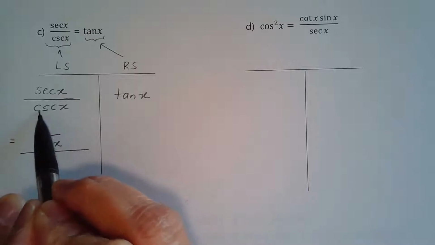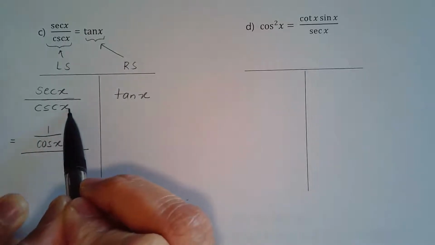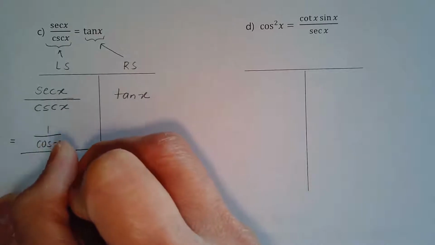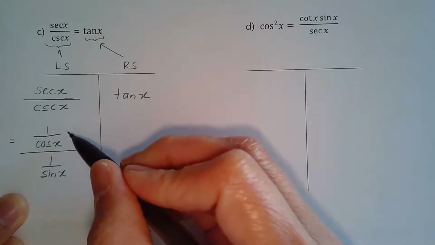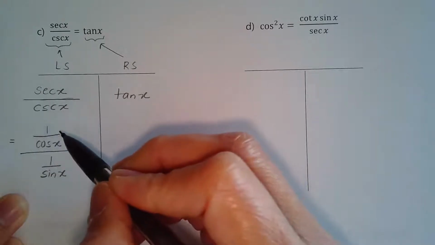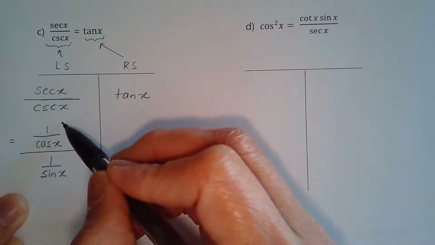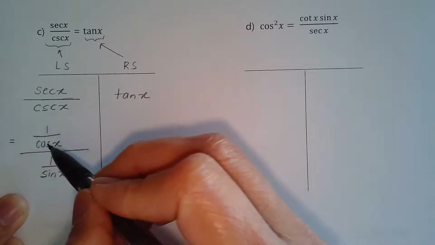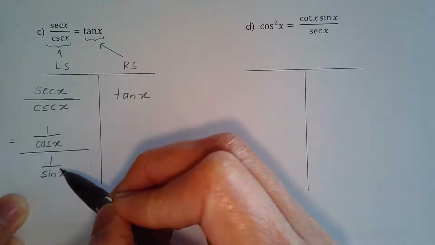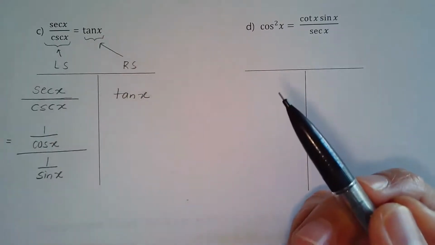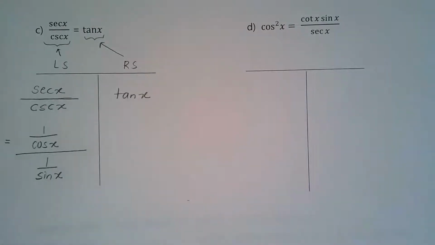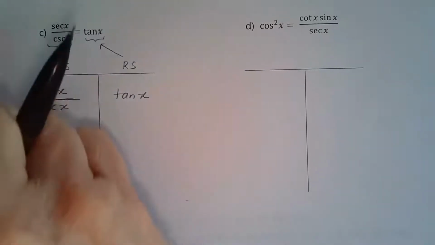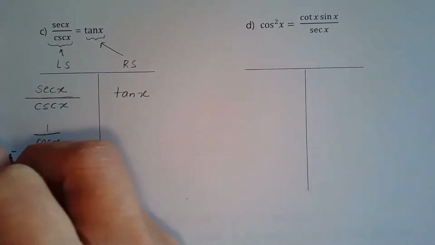What do I know about cosecant of x? Well, we know that the cosecant of x is 1 over sine of x. So now we've created a complex fraction, because the numerator is a fraction and the denominator is a fraction. A fraction divided by a fraction is called a complex fraction. So how do we deal with something like that? What we can do, I'm going to put the equal sign there.